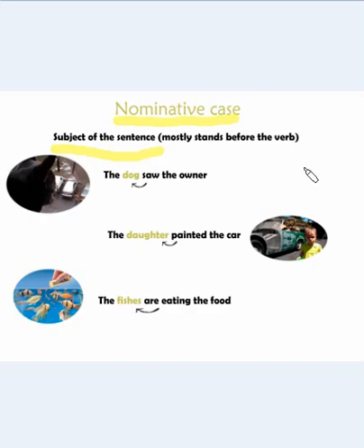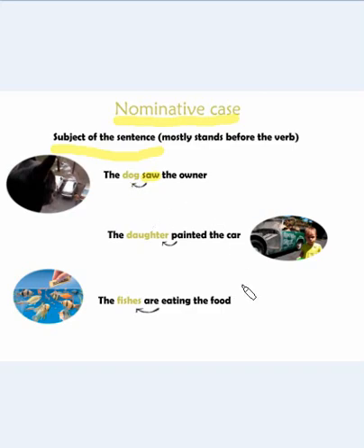Sometimes it's not really clear what is the subject of the sentence. That's why I give you some little hints. First of all, nominative case all the time stands before the verb, before the action. So, the dog saw the owner. The action here is saw. So before the action, we use nominative case. So the dog would be in nominative case.